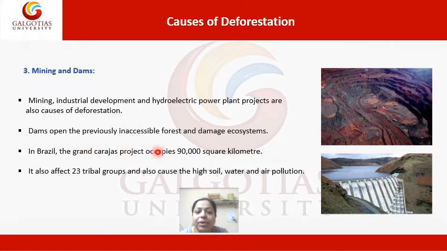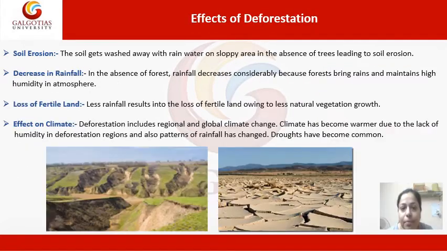Dams open the previously inaccessible forest and damage the ecosystem. And in Brazil, the Grand Carajas project occupies 90,000 square kilometers. It also affects 23 tribal groups and also caused high soil, water, and air pollution.